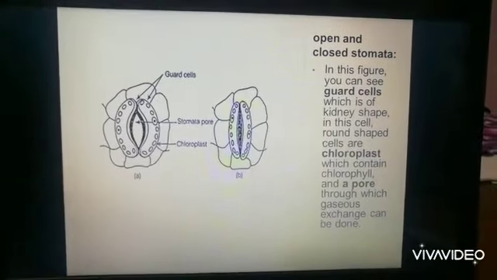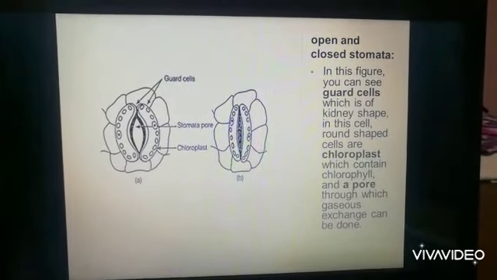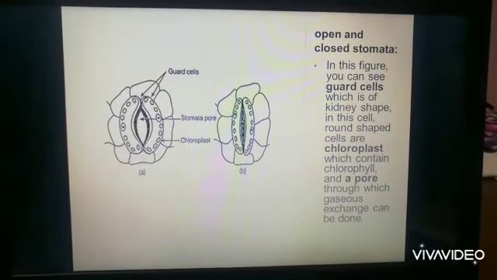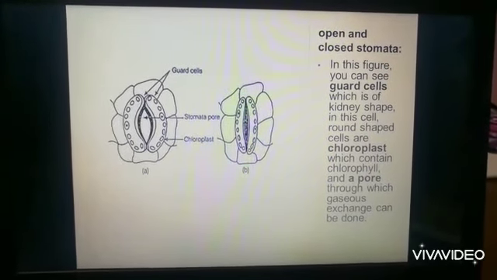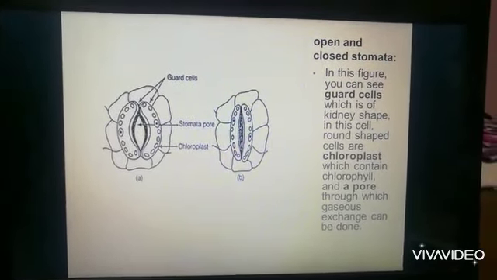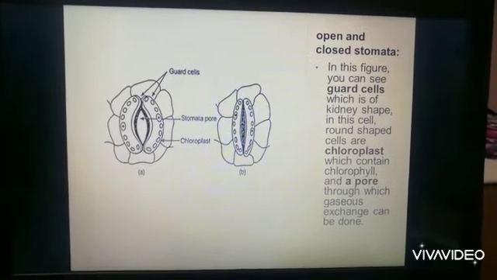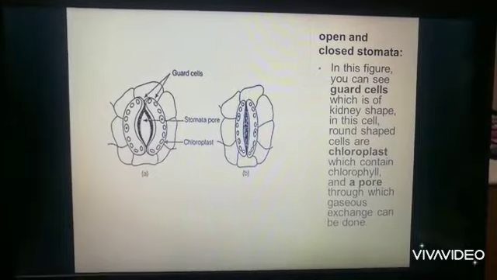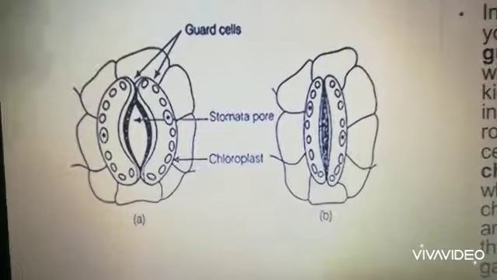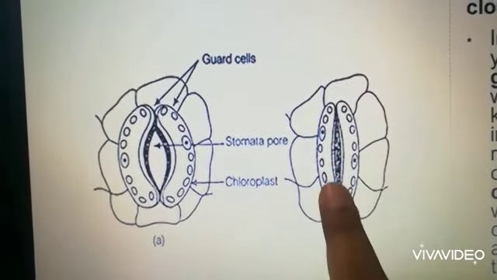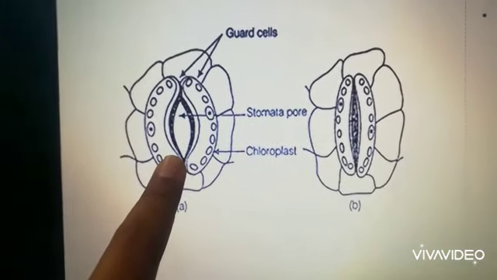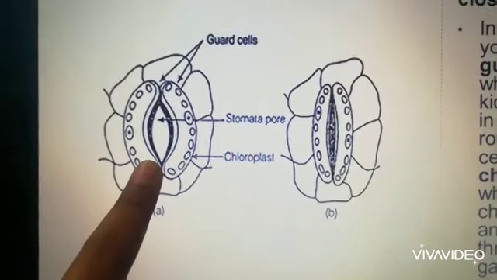Open and closed stomata. In this figure, you can see guard cells, which are kidney shaped. In these cells, round shaped bodies are present, which are chloroplasts, and chloroplasts contain chlorophyll inside them. That's why leaves have a green color. And there is a pore through which gaseous exchange can be done. You can clearly see this pore. This one is closed. This one is open. So through these pores only, gaseous exchange is done.